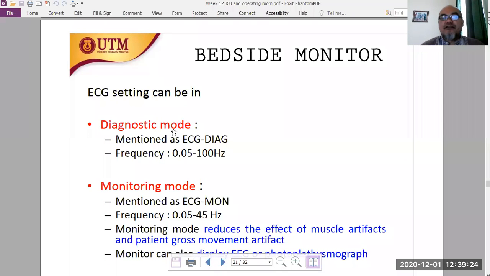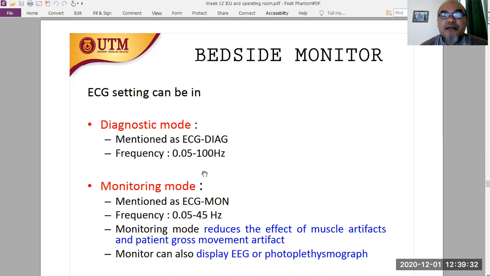ECG setting can be in diagnostic mode, ECG diag. Frequency will be 0.05 to 100 hertz. Or in the monitoring mode, where it needs a lesser frequency than when monitoring continuously, 0.05 to 45 hertz. So this reduces the effect of muscle artifacts and the patient's gross movement artifacts, so it will not be affected by the movement of the patient. It can also display EEG or photoplethysmograph, the SpO2 content of the blood.